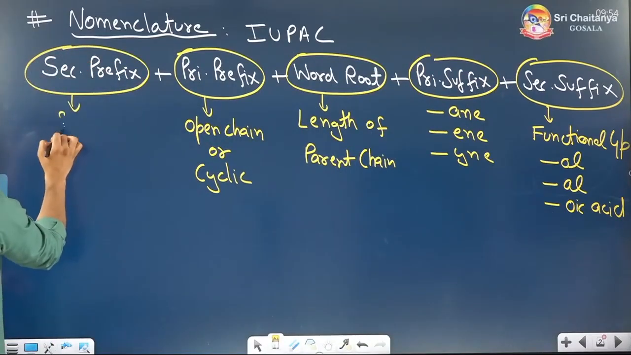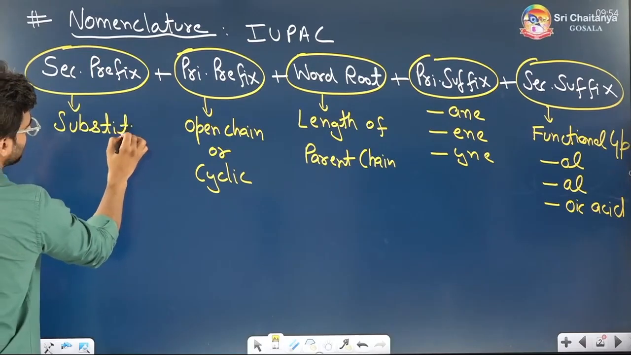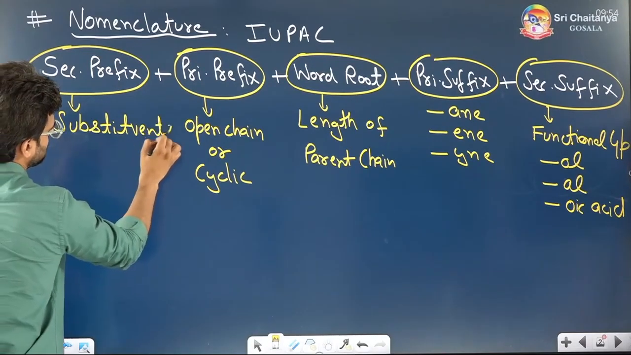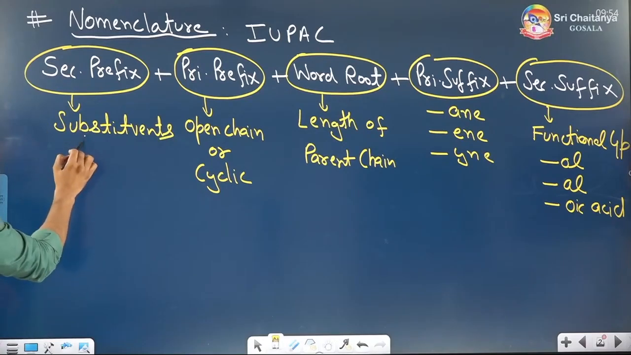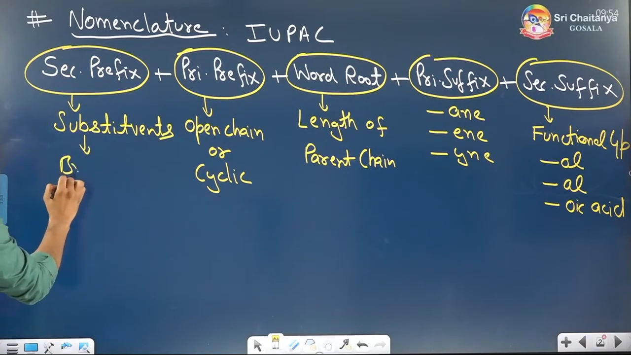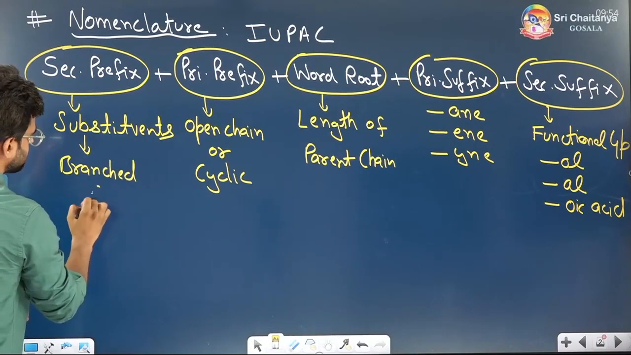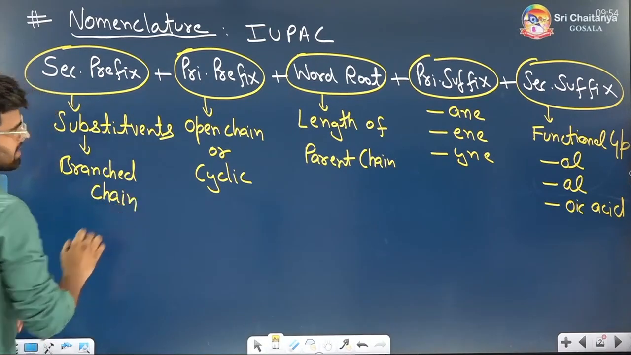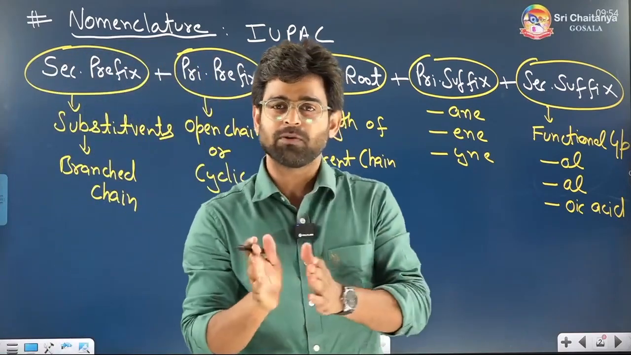Now the next thing is the secondary prefix. This will give us information about substituents, or you can say branch chains, the branching things, right? Clear? So these five things are important for us, step by step.